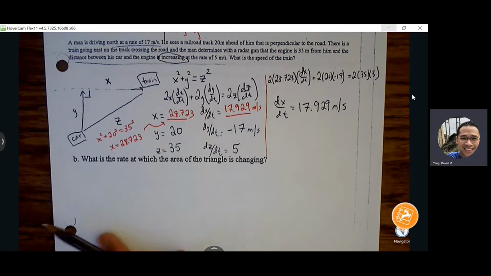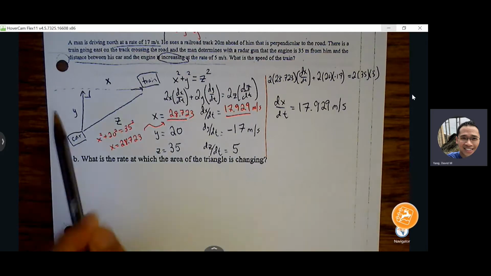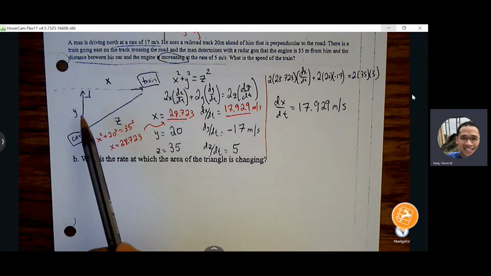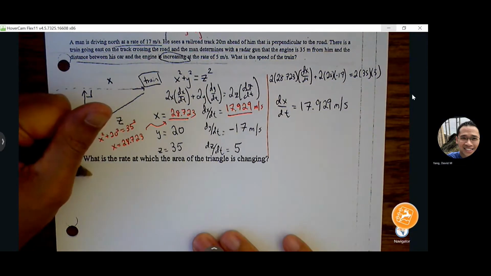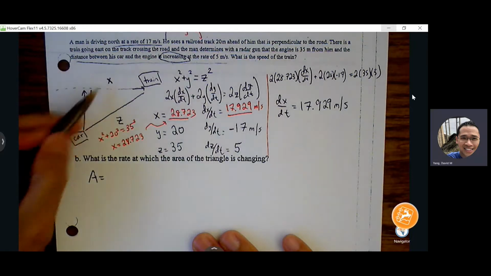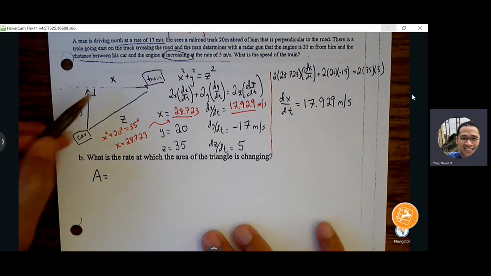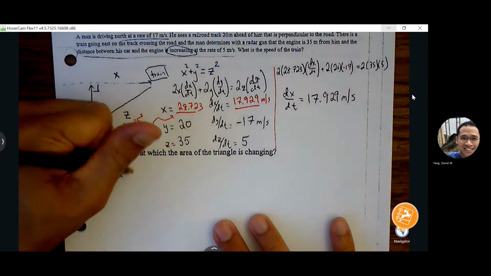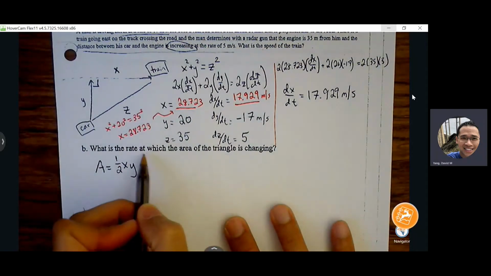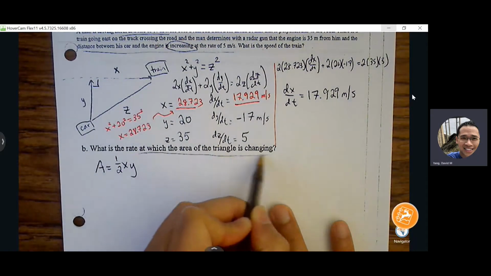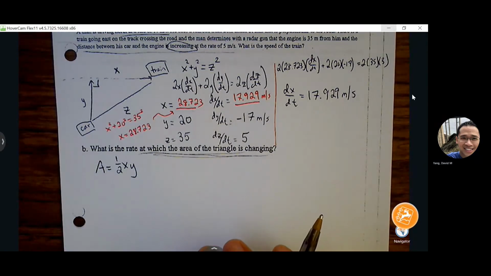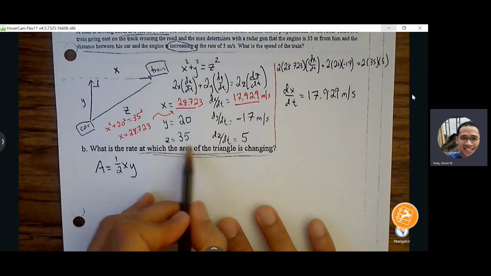Okay, so part B, what is the rate at which the area of the triangle is changing? So now we're talking about the area of a triangle. So what's our formula for area of a triangle? 1/2. We'll use the variables that I've already used to define the triangle. So I'll have to do 1/2 x times y. Okay, so I want to find the rate at which area is changing. I'm ultimately looking for which variable? dA/dt, right? Change in area.